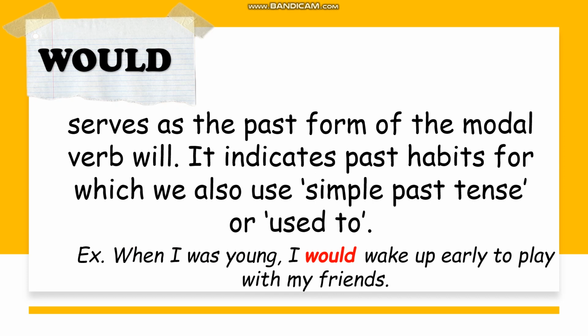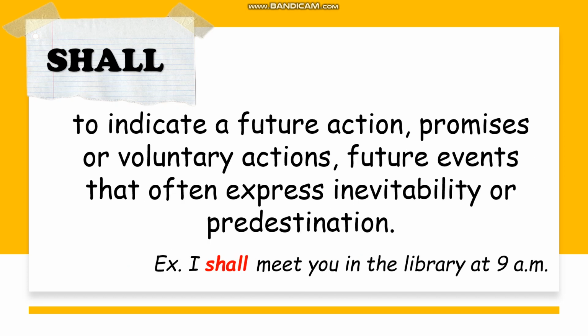Next, would. It's silent L for would, which serves as the past form of the modal verb will. It indicates past habits, for which we also use simple past tense or used to. Now, when I was young, I would wake up early to play with my friends. As indicated in our presentation, would is the past tense of will. Therefore, you will be using past tense now. It indicates your past skill or a past form of the statement or the verb.